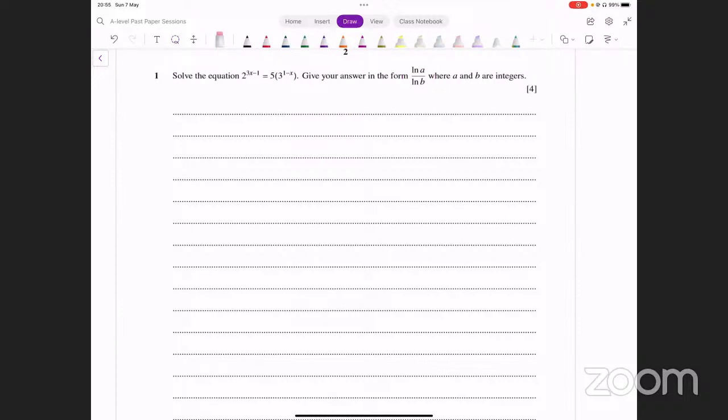Now, how do we solve this equation? We have x in powers here, right?